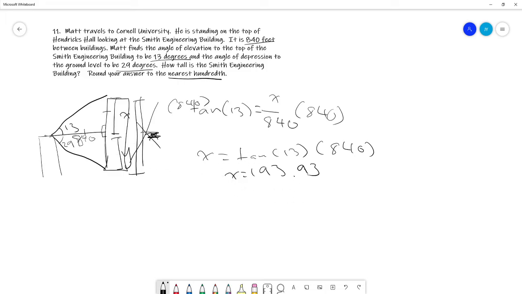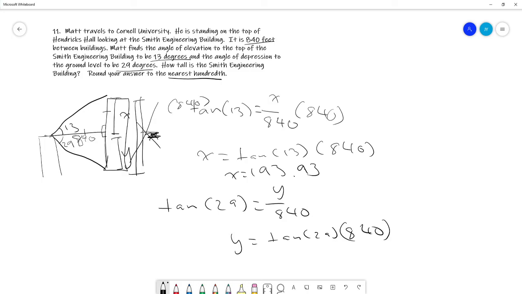Now we have to find y so we can add these together. Same thing here. We need to find this line, and we have this line already. So this is the opposite, this is the adjacent. We can use tan again. So tan 29 equals y over 840. Same thing, put the 840 on the other side. It would be y equals tan 29 times 840. Same thing, solve it out. Tan 29 times 840, put it into your calculator, and you get 465.62.